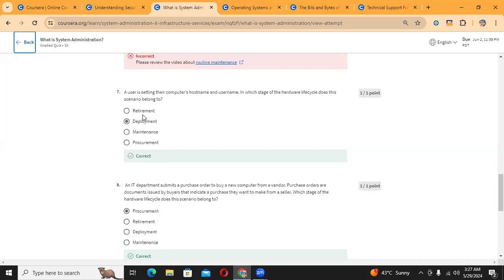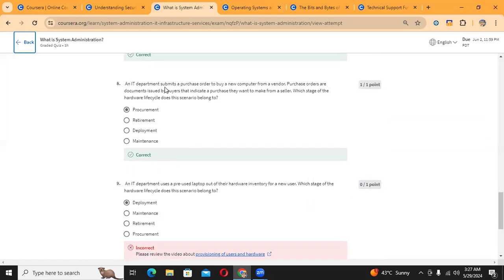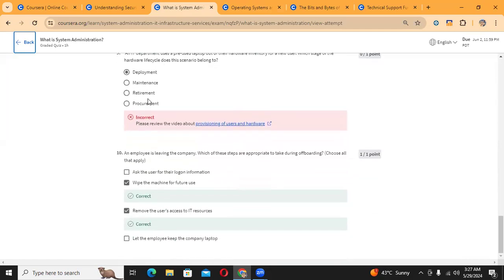In the seventh question, users are setting their computer's host name and username. In which stage of the hardware lifecycle does this scenario belong? Development. An IT support person submits a purchase order to buy a new computer from a vendor. Purchase orders are issued by the user to indicate a purchase they want to make from a seller. Which stage of the hardware's life cycle does this scenario belong to? Procurement. So this is incorrect.